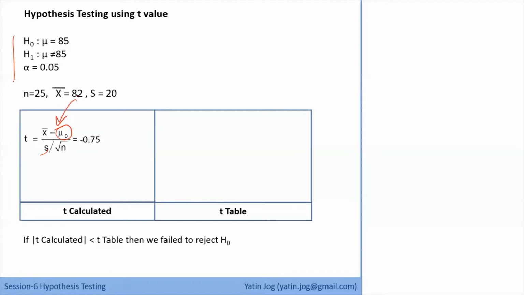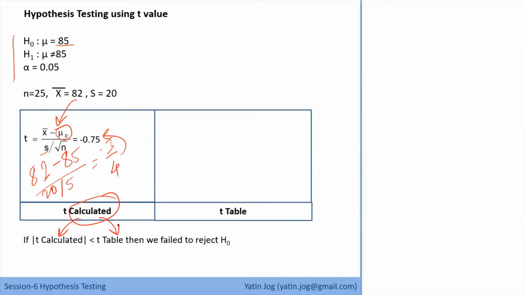So if you put all these values in this formula, x bar is 82, so this is 82 minus mu naught, the H0 value of mu, that is 85, divided by standard deviation 20, divided by root of n, that is root of 25, which is 5. So this comes as minus 3 divided by 4, and that comes to be minus 0.75. That is how I can calculate the t value, and t value comes as minus 0.75. Now this is my calculated value. As we have discussed, on the left hand side we always have the calculated value when we want to check the rule.